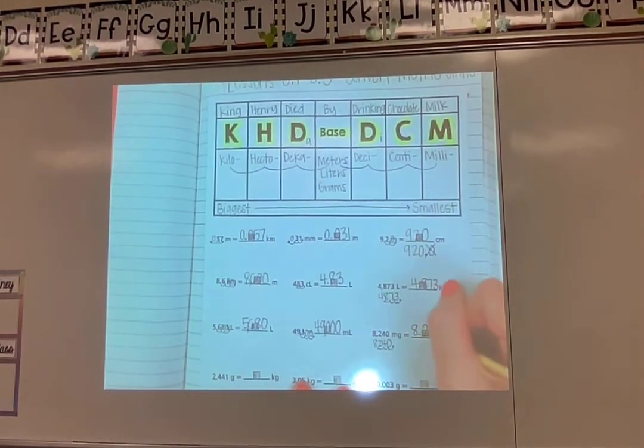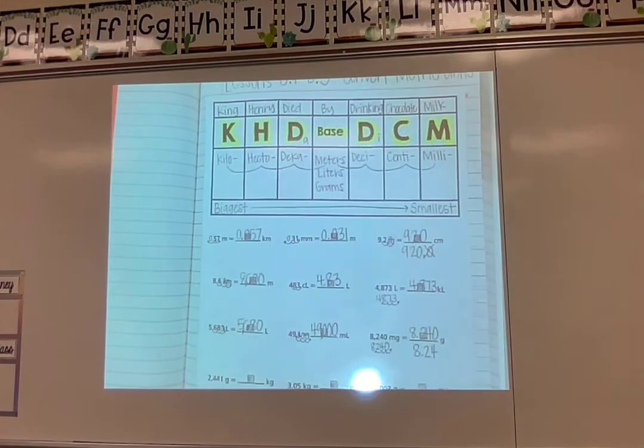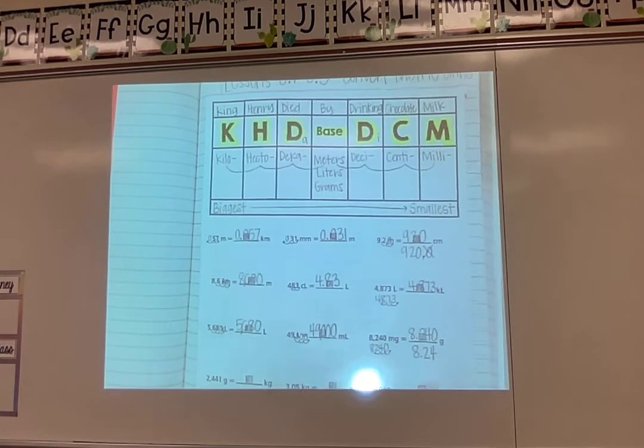8.240 or 8.24 would be the same. That 0 on the end is not going to matter if it's a decimal like that. Those would be the exact same amount. Both of those are 8.24. So if it's multiple choice, you might see it without the 0. It means the exact same thing.